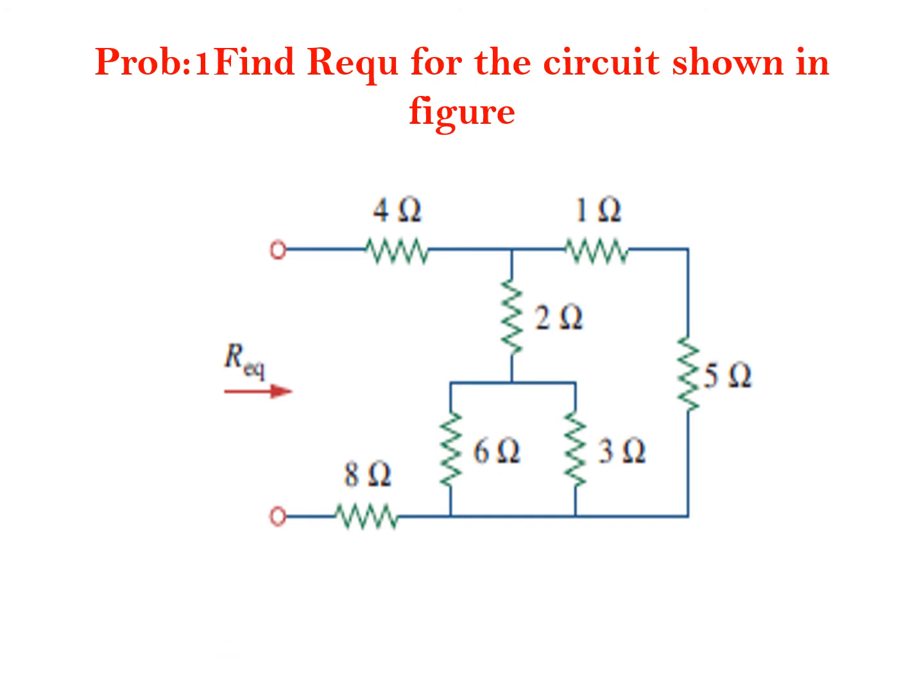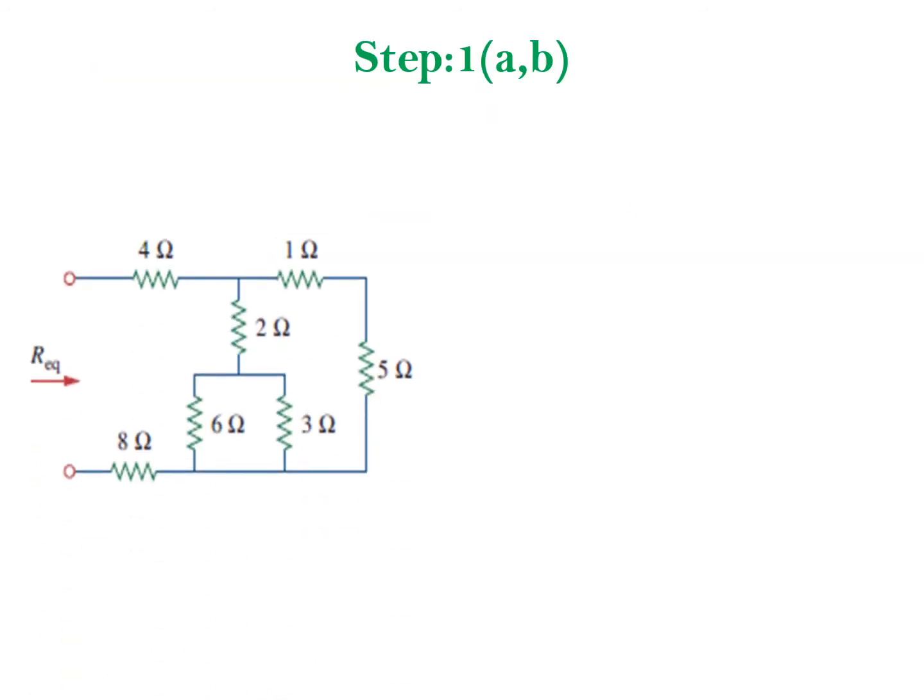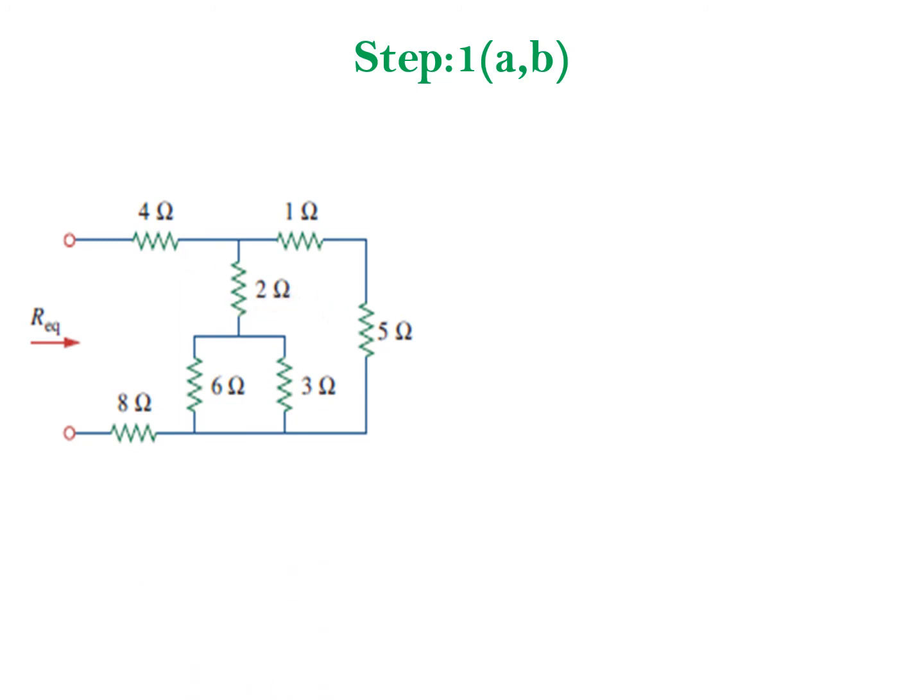Next we are going to see problem number 1 in resistance reduction technique. Find R equivalent for the circuit shown in figure. See, in the circuit we have series and parallel combinations of resistances. So first of all, step number 1: there are A and B sections. In section A, I am going to reduce the series combination of 1 and 5. And in section B, I am going to reduce the parallel combination of 6 and 3.